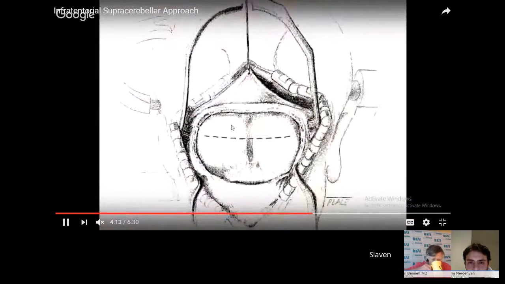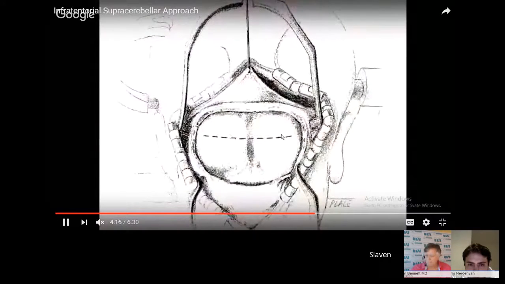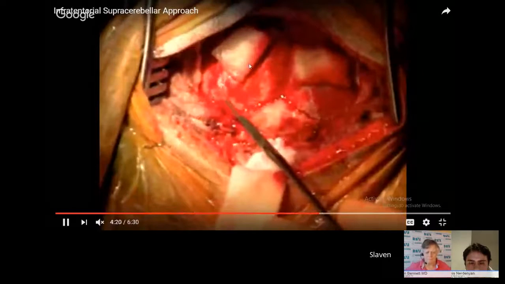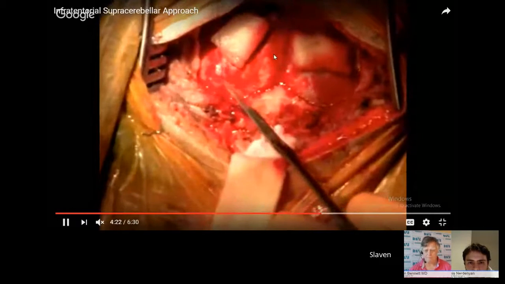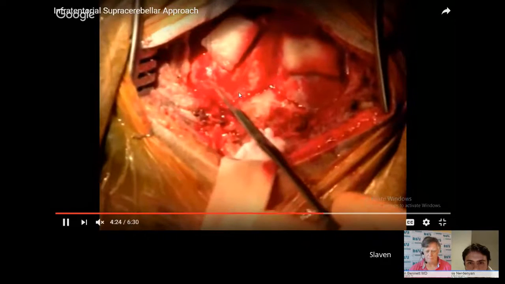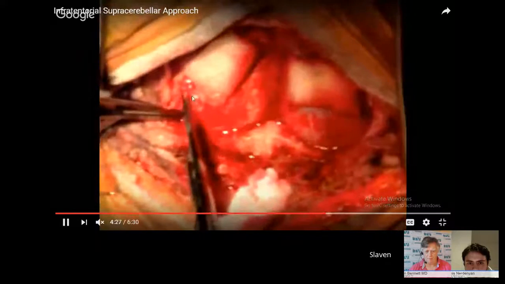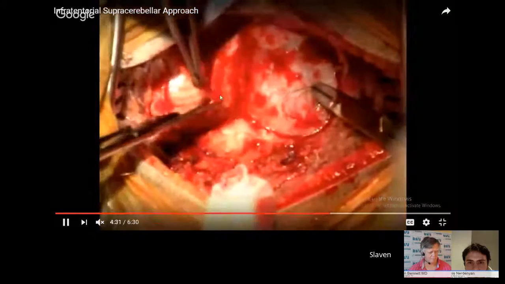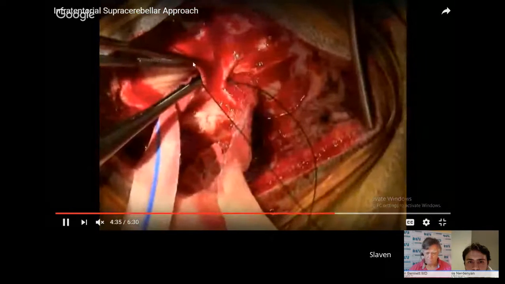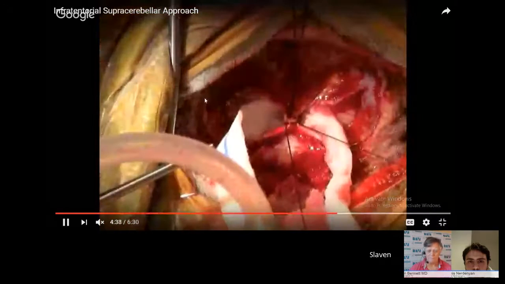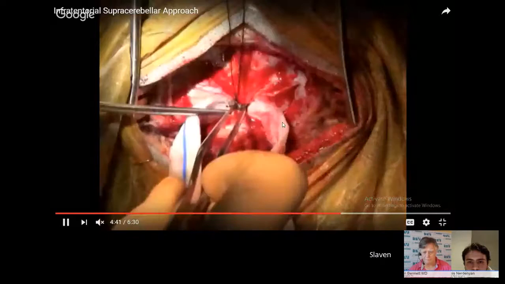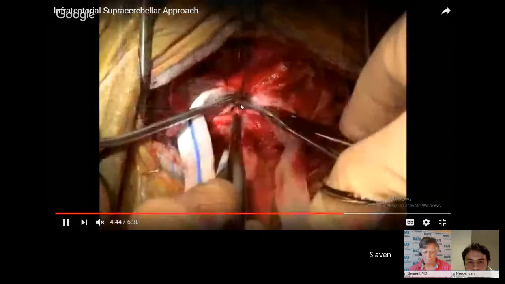You can see here the dura, the cerebellar hemispheres, and careful opening of the dura. Okay, so this is the opening of the dura in the fashion which has two windows opened, and then the sinus is ligated, as you can see here, and finally divided.